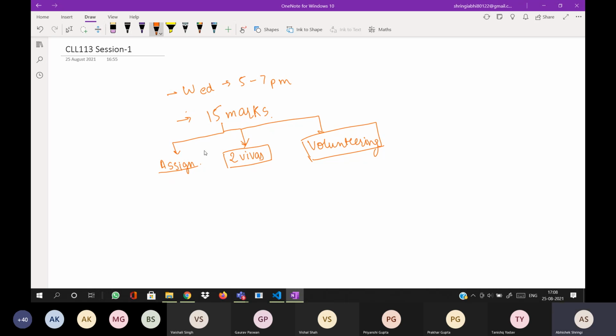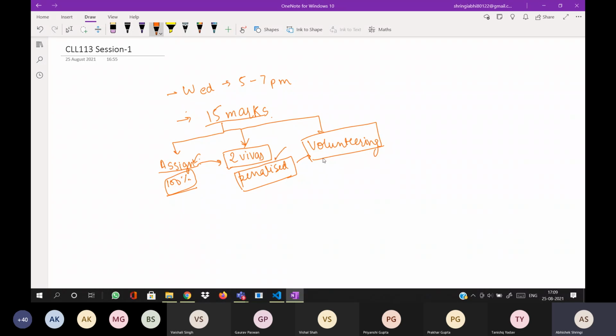Now, how will these 15 marks be distributed? Assignments carry 100% of these 15 marks. Once you submit the assignment, your viva will be taken. Only two vivas will be taken throughout the whole semester, on the basis of what you have submitted. If you have submitted everything correctly, as instructed, then no problem, you'll get 100% marks. But if you fail to explain it in your viva, you will be penalized. How you will be penalized will be solely decided by us, and we are not revealing it in advance.